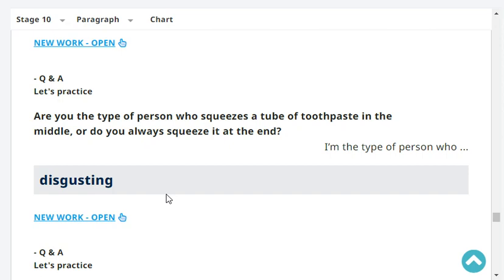I'm the type of person who squeezes a tube of toothpaste at the end. Very good.